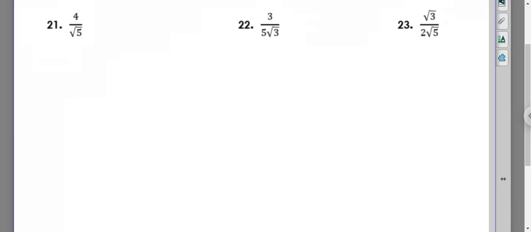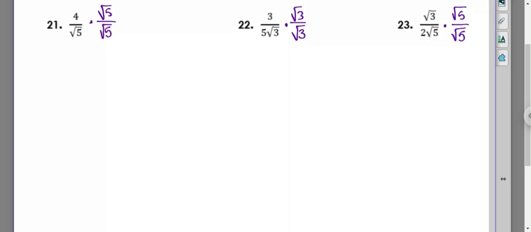So I'm going to be multiplying top and bottom here by the square root of 5 on 22, numerator, denominator by the square root of 3, and the last one, the square root of 5 again. So that should be the work on those last ones.